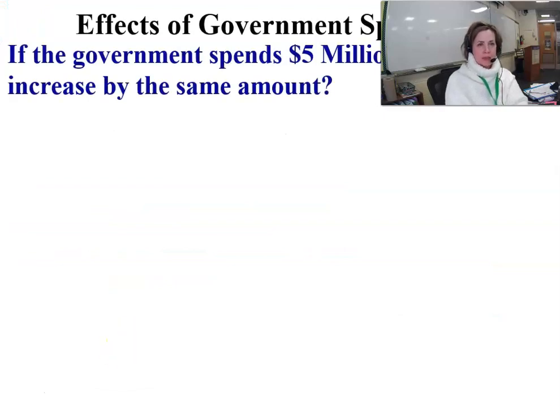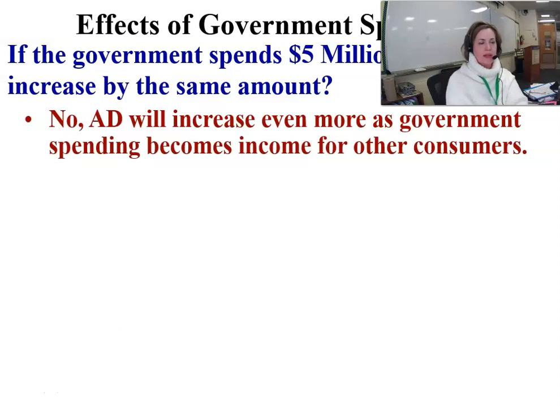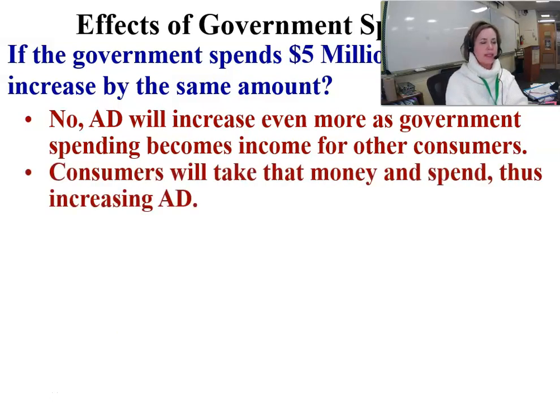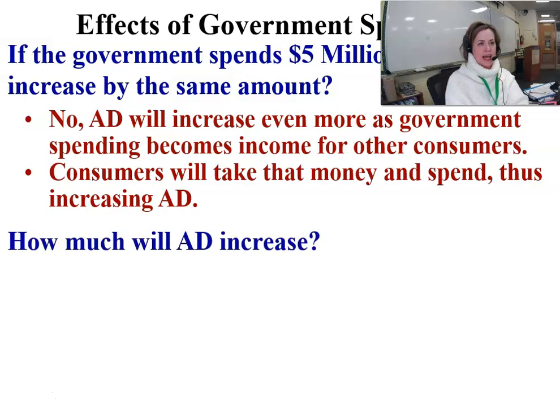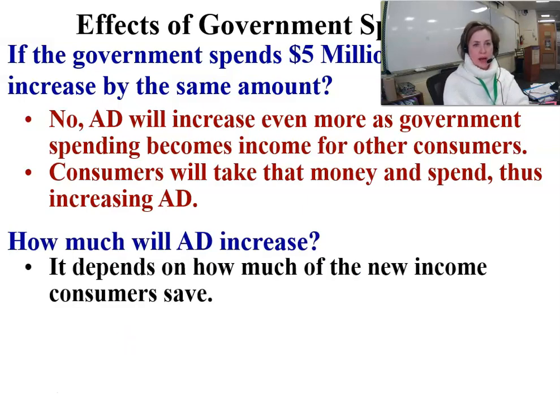If the government spends $5 million, will aggregate demand increase by the same amount? No, aggregate demand will increase even more as government spending becomes income for other consumers. Consumers will take that money and spend it, thus increasing aggregate demand. How much will aggregate demand go up?